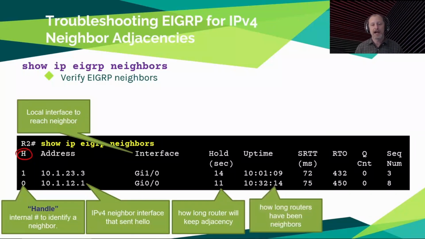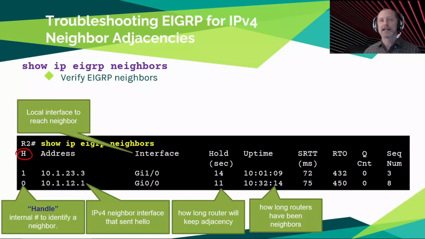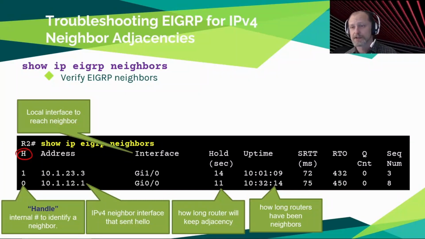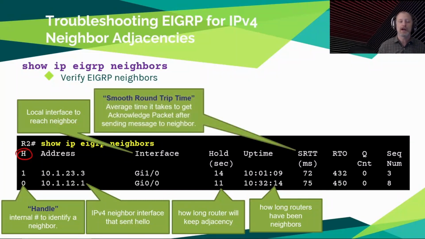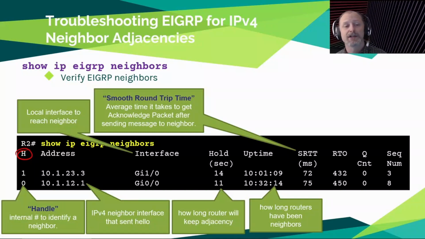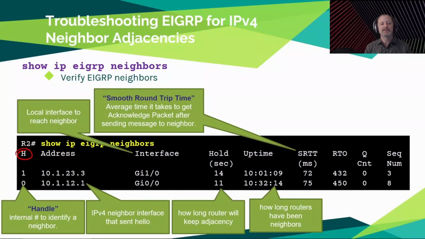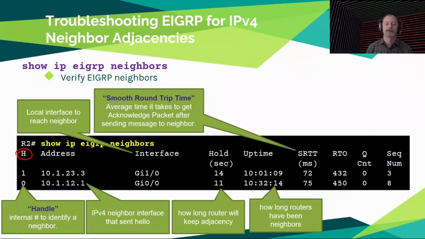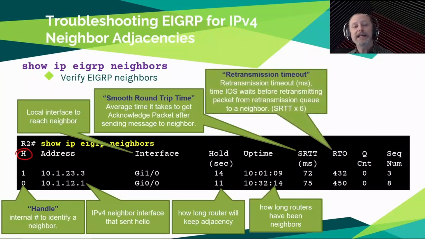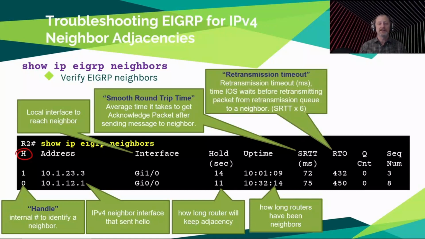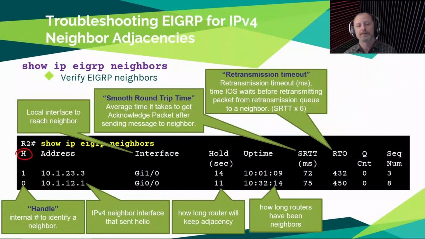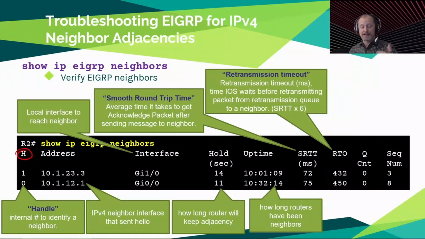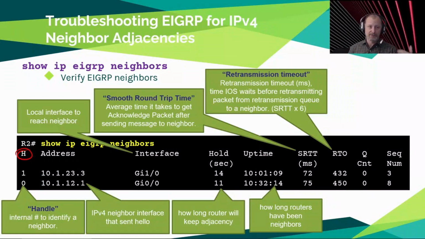The uptime is how long that neighbor has been a neighbor, so longer is better as far as stability goes. This is the smooth round trip time, SRTT, an average: the time it takes to get an acknowledgement packet after sending a message to the neighbor. And then we have the retransmission timeout. This is how long we're going to wait in milliseconds before retransmitting something to the neighbor, and this is by default 6 times the smooth round trip time.